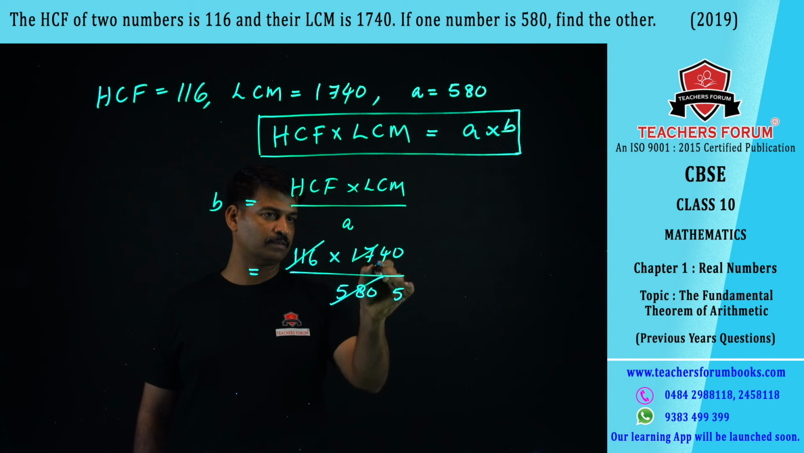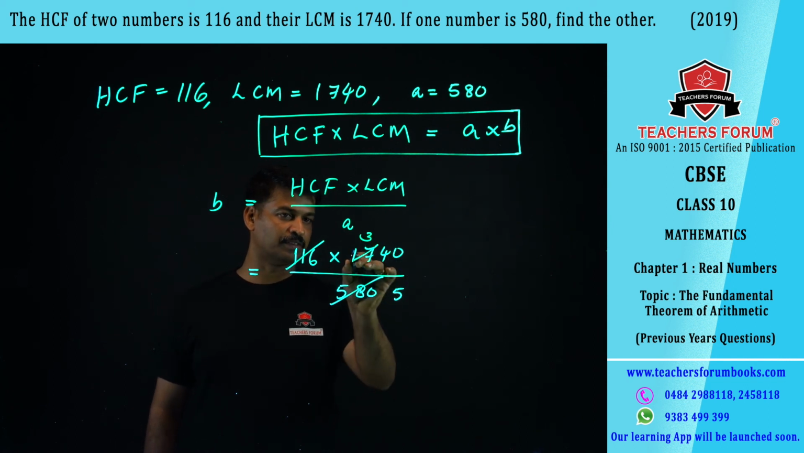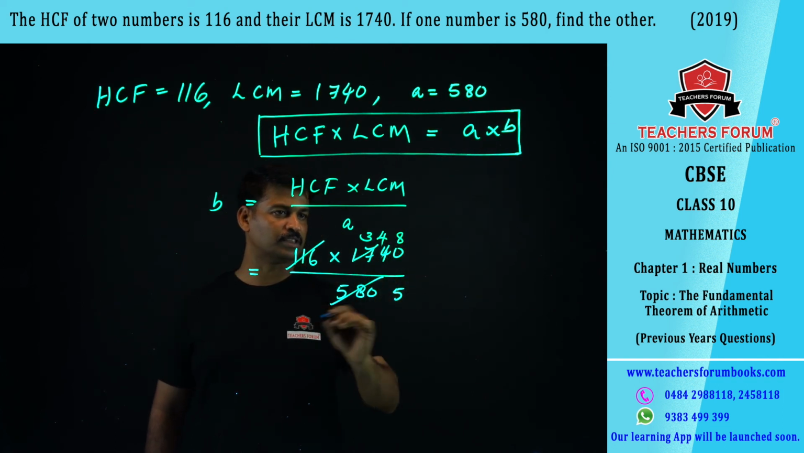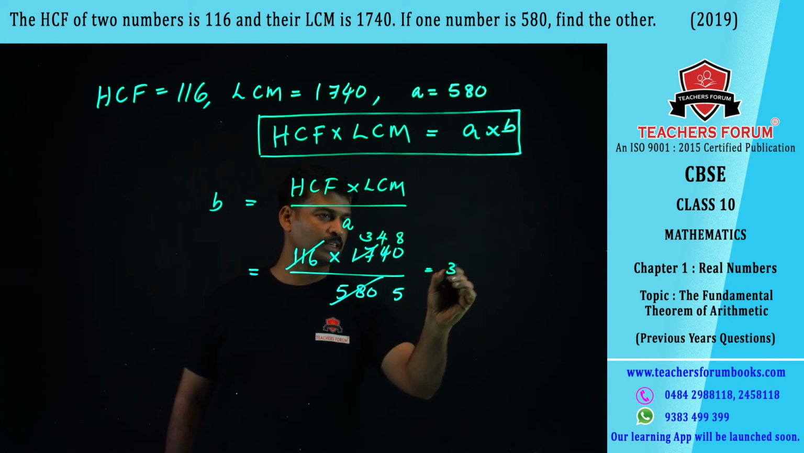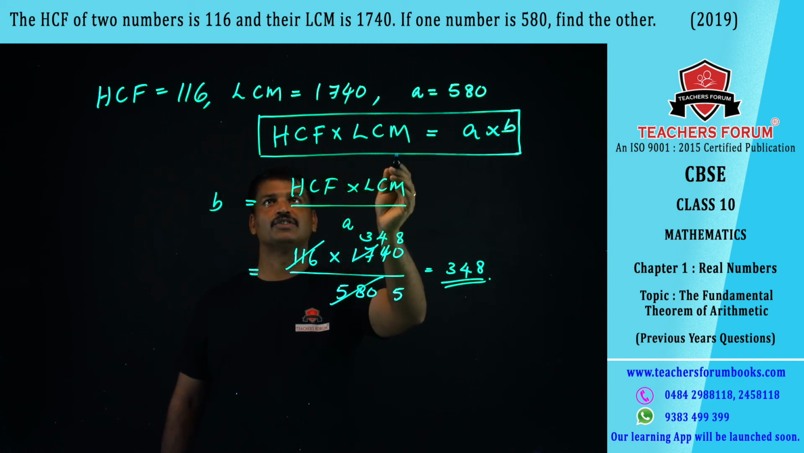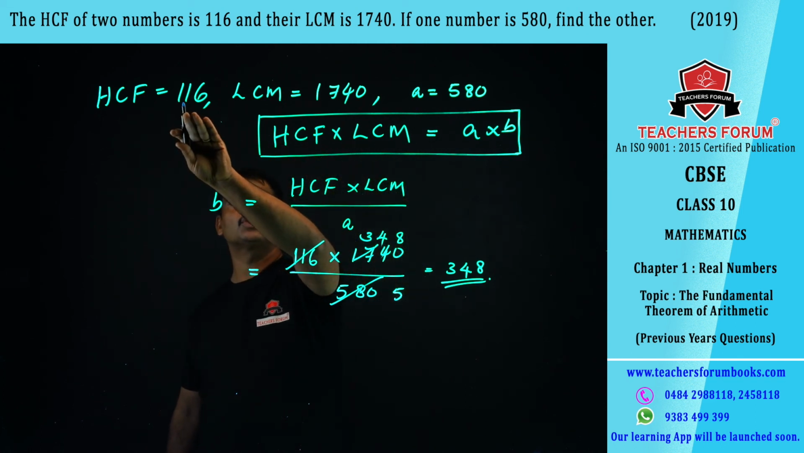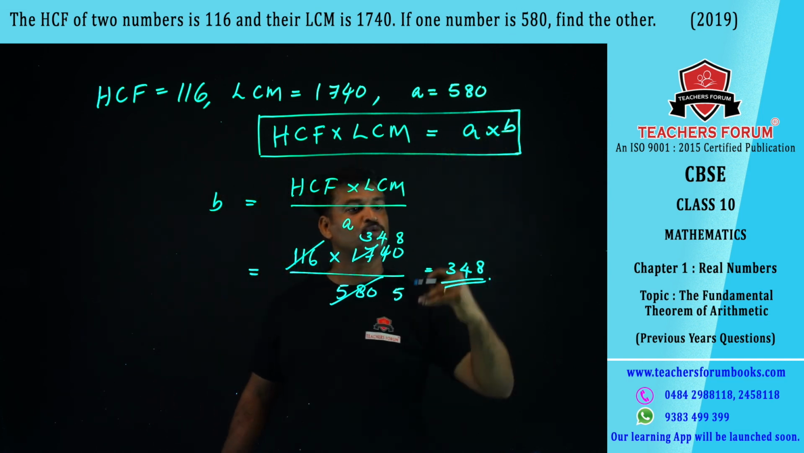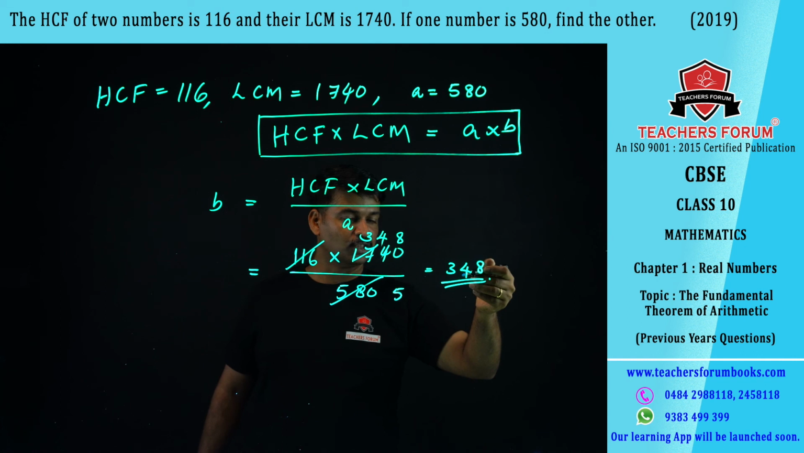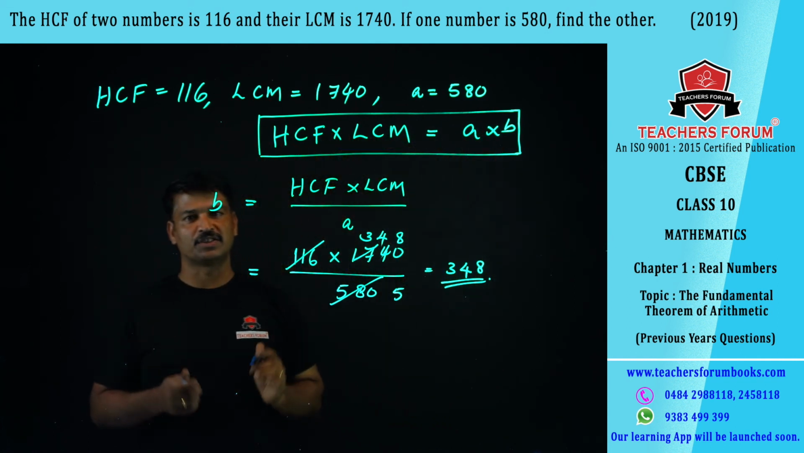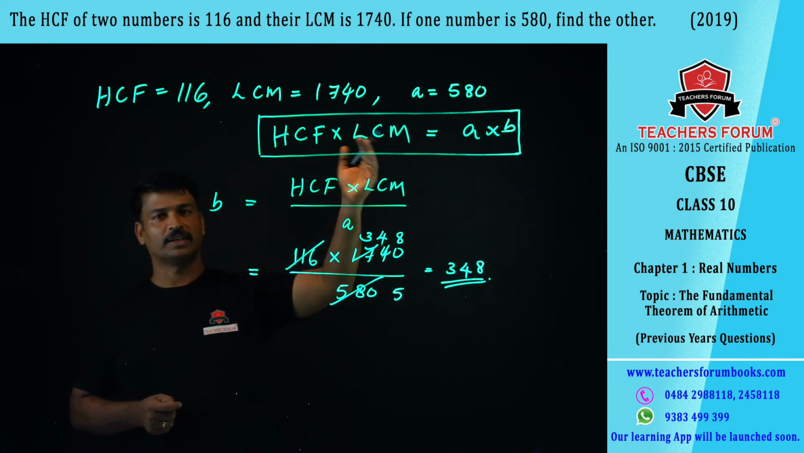In 17, 5 goes 3 times, 3 5s are 15, remainder 2. 24, 4 5s are 20, remainder 4. 40, 8 5s are 40. So the other number is equal to 348. You see, when you multiply HCF and LCM, that means 116 and 1740, that will always be equal to the product of two numbers, that is 580 into 348. So you have to learn this relation by heart. HCF into LCM is equal to product of given numbers.